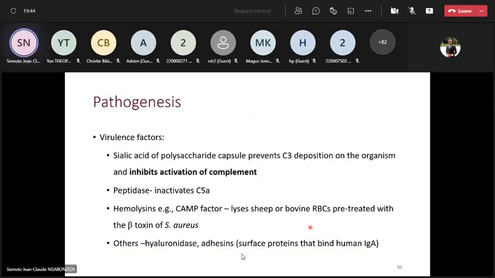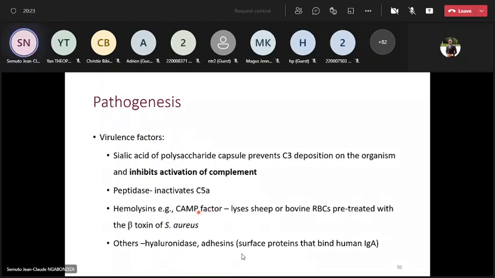As virulence factors, they have sialic acid in their capsules, which inhibits opsonization and inhibits activation of complement, thus evading the immune system. They also have peptides that inactivate activated complement, and hemolysin that lyses red blood cells.